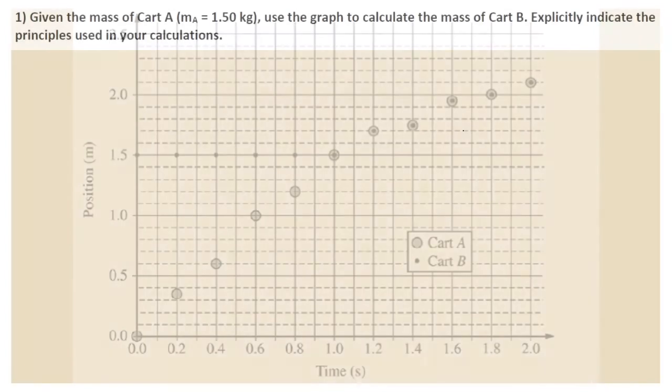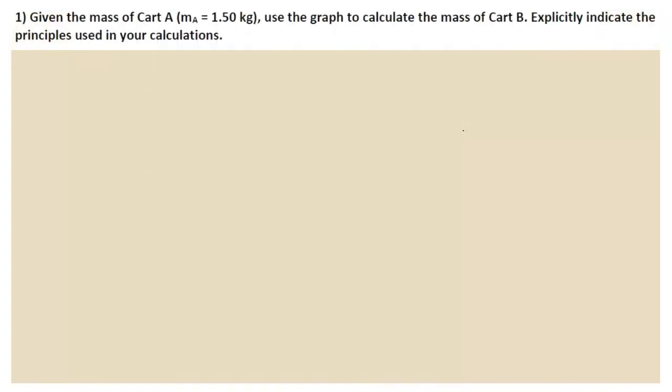The first part of this question says, given the mass of cart A, which is going to be 1.5 kilograms, we'll use that for our M1 in the equation we were just talking about before, use the graph to calculate the mass of cart B. Explicitly indicate the principles used in your calculation. Now, whenever you see explicitly indicate the principles used in your calculation, really what they're talking about is what physics concept, what physics principle are you applying to the problem? It should be pretty clear to everybody that since this is a perfectly inelastic collision, the principle that we're using here is conservation of momentum.